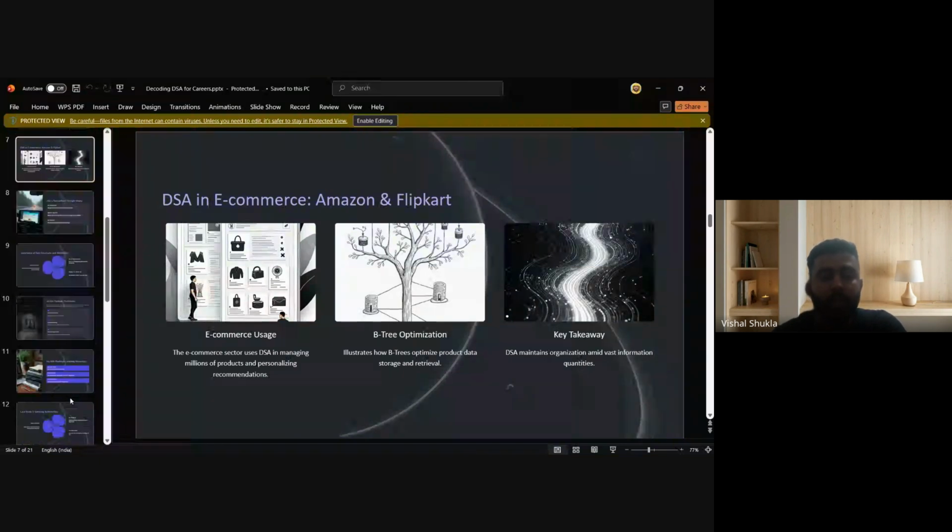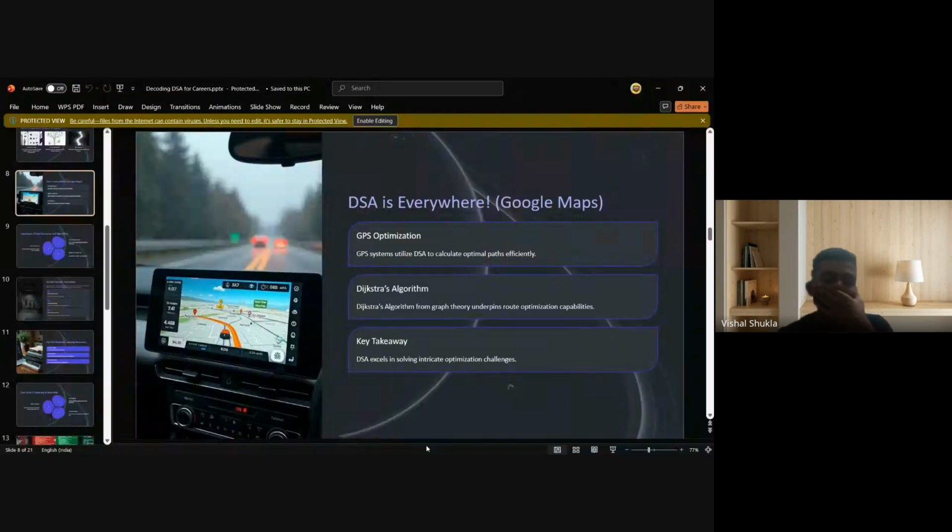And the next thing that comes into the picture is DSA is everywhere. If you are traveling and searching in Google Maps, over there also you'll get DSA. How? I'll tell. Algorithms will work over there, because it works with graph theory. Graph theory underpins the route optimization capabilities. The key takeaway is that DSA exists in solving the intermittency and optimization challenges. So this GPS system utilizes DSA for calculating optimal paths efficiently. Okay.